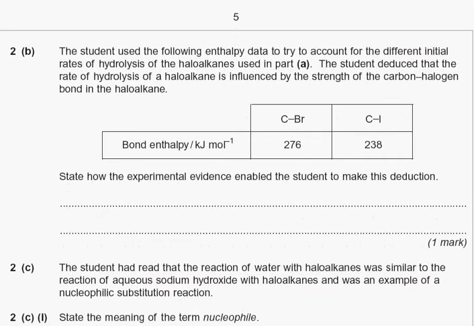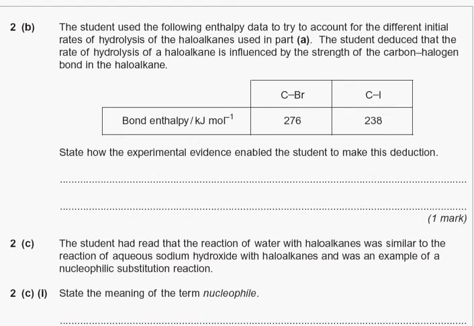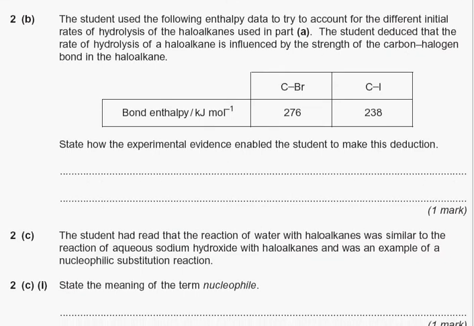Should we try 2b? The student showed the following enthalpy data to try to account for different initial rates of hydrolysis of the haloalkanes used in part a. The student deduced that the rate of hydrolysis of haloalkane is influenced by the strength of the carbon-halogen bond in the haloalkane. State how the experimental evidence enabled the student to make this deduction.